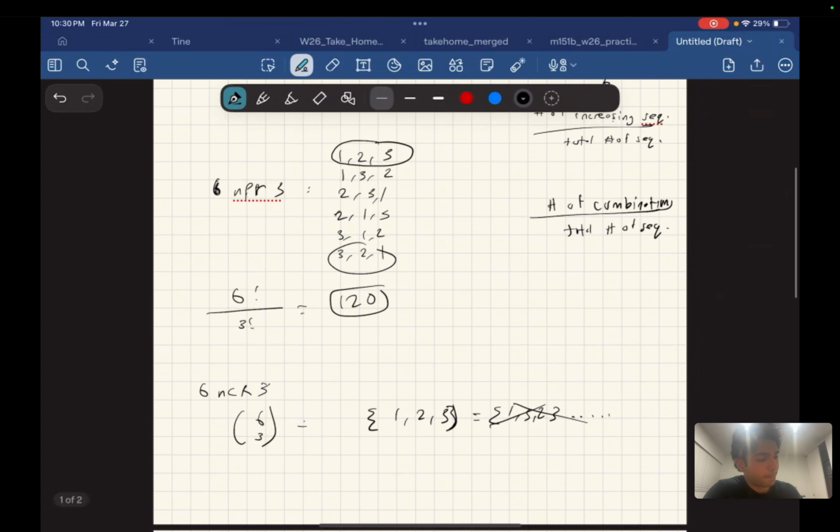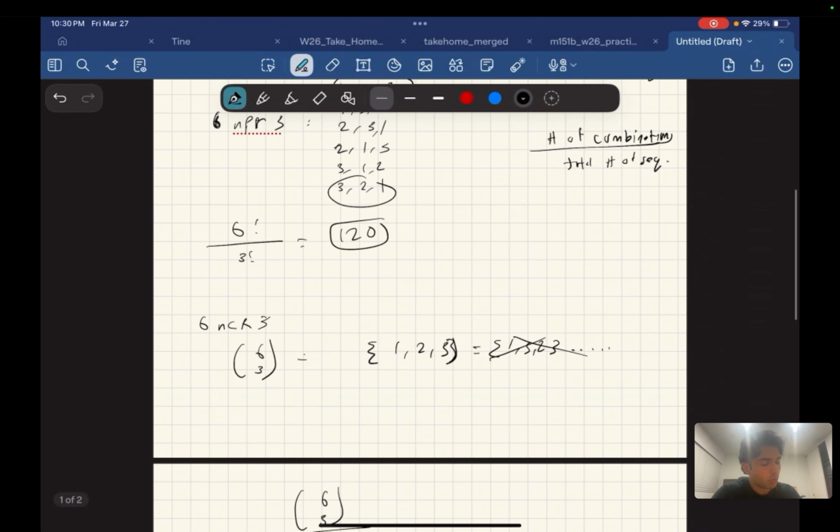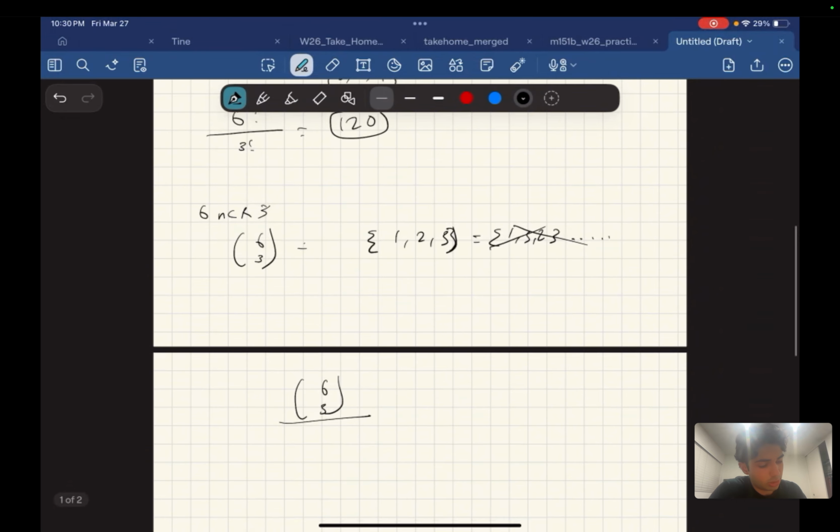Now, 6 choose 3, which represents the number of increasing sequences, over what is the total number of sequences we can have? Well, we can have 6 numbers the first time, 6 the second time, and 6 the third time, for each dice roll. So we can have 6 cubed different sequences. And 6 choose 3 is 20, and 6 cubed is 216.